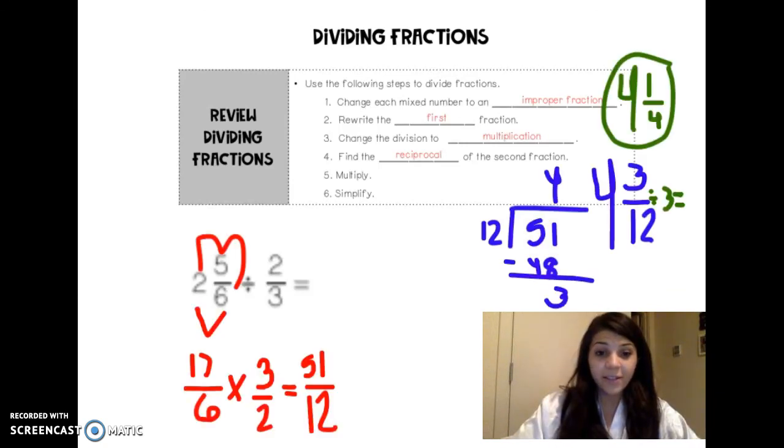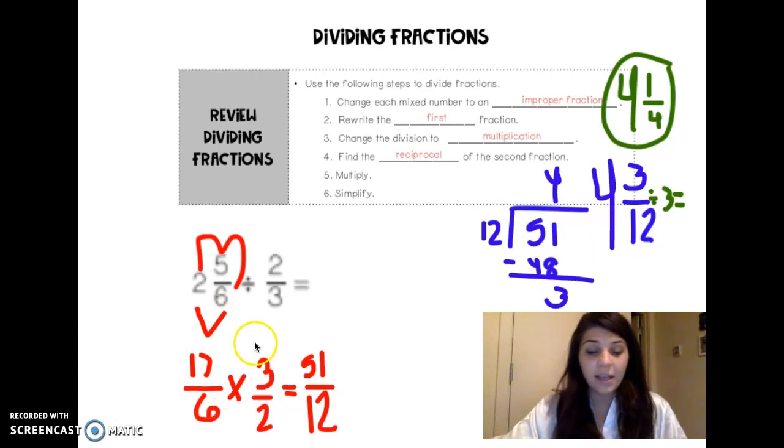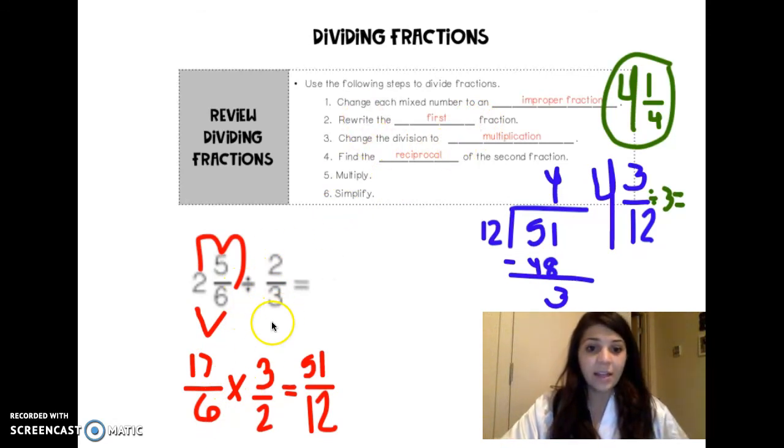Okay, let's go over that answer. So our first step in dividing fractions is you must change each mixed number to an improper fraction. So that's exactly what we did. We did 6 times 2, which is 12, plus 5, which is 17, over our denominator 6. So our new number for the first number here is 17 over 6. Then we have to remember to rewrite that first fraction, which we did. Change the division to multiplication, which we did. And then, of course, we find the reciprocal of the second fraction, which we know is 3 over 2.